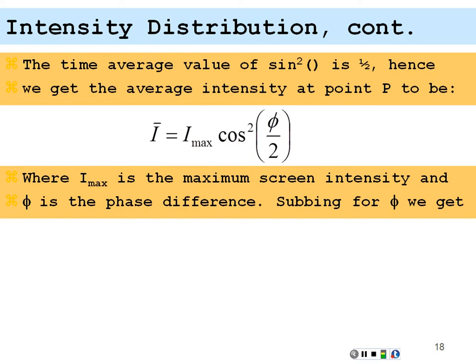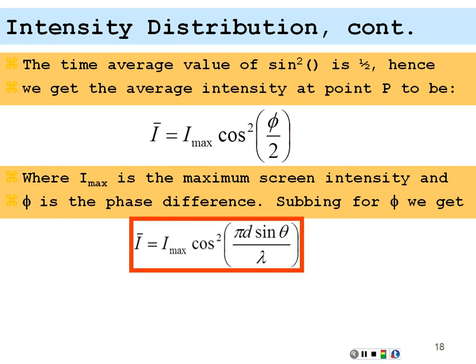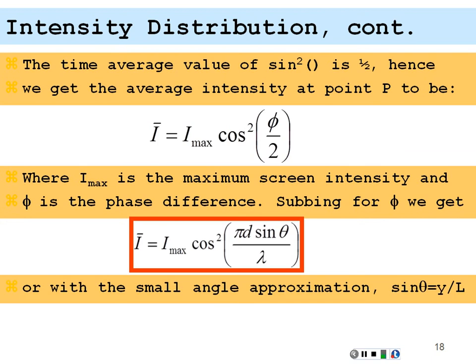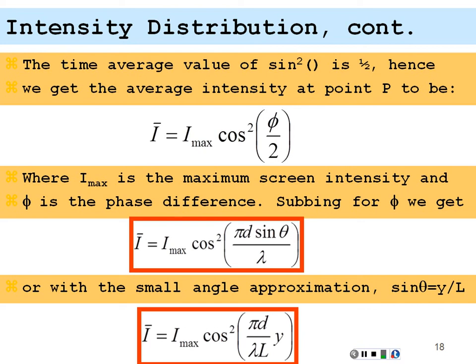Subbing for the phase difference that we had earlier, we have that the average intensity is equal to I max cosine squared pi times d sine theta over lambda. Or if we use the fact that the sine of theta is approximately equal to tangent of theta, which is equal to y over L, the distance on the screen over the distance to the screen, we can say that our average intensity is I max cosine squared pi d over lambda L times y.